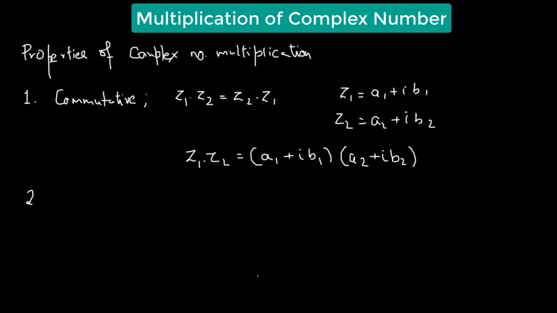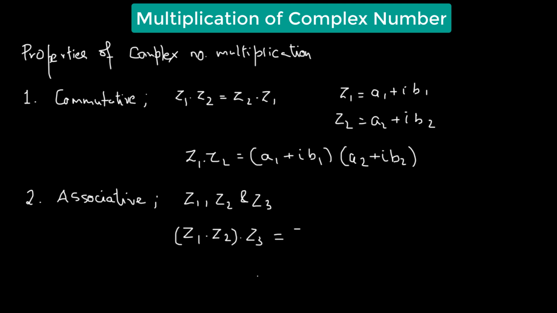The next property is that multiplication of two complex numbers is associative in nature. So that means if we have three complex numbers z1, z2 and z3, then associative means that we take z1 and multiply it by z2, and then we multiply the result by z3, and this is the same as saying we take z1 and multiply it by the product of z2 and z3. You can also check the proof. I'll leave it as an exercise for you.